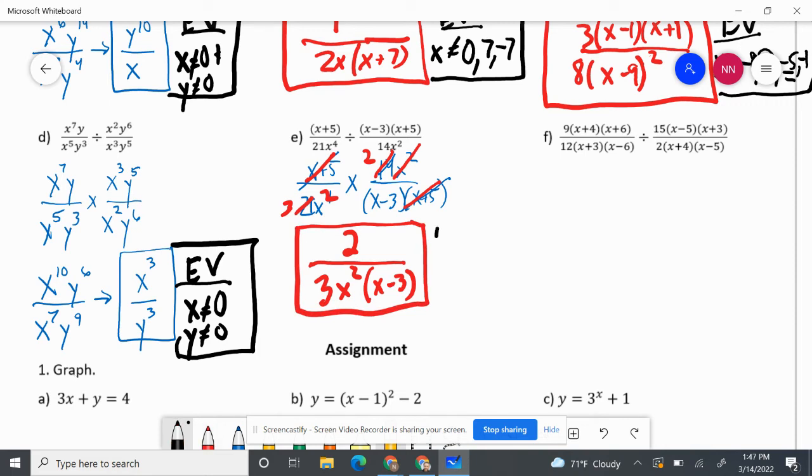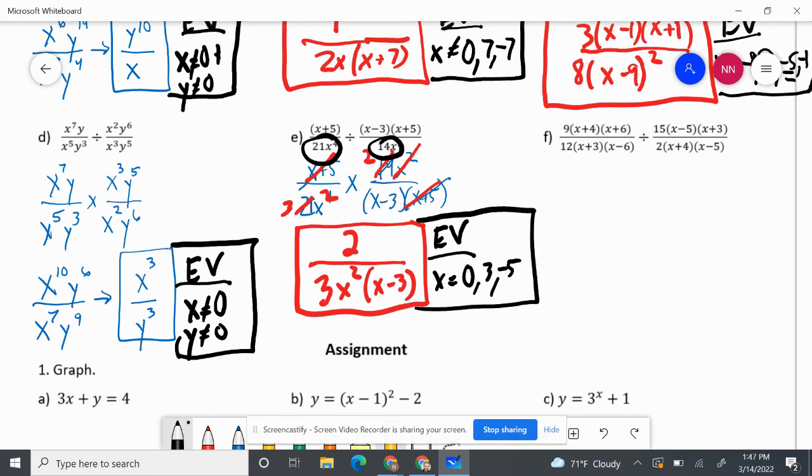For the excluded value, x cannot equal 0 because that's a monomial. And then we have 3 and negative 5. The monomial here is the same 0, so we don't have to put it twice.